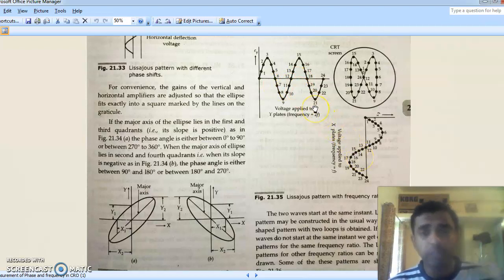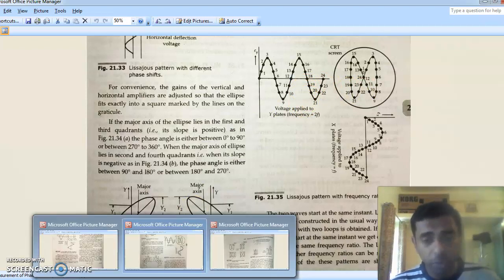So if we put the CRO in XY mode, we'll see a pattern like this. It resembles an 8. So definitely we know that the frequency here is twice. So how do we calculate that? Okay, so we'll see some more cases.